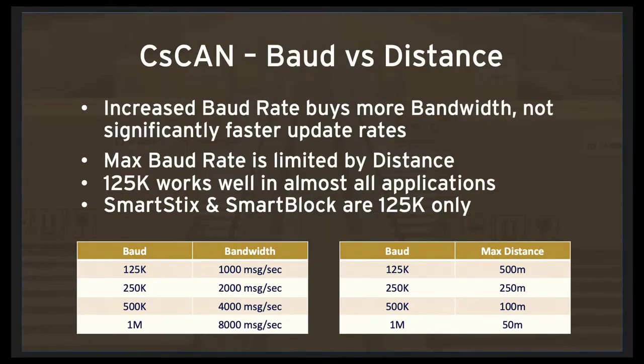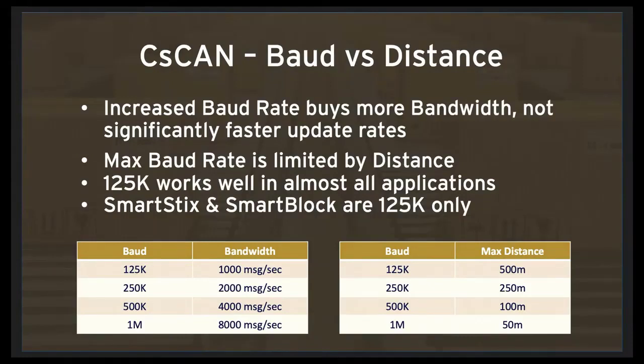However, what speeding up your baud rate does do for you is it gives you the ability to have more messages per second, or more bandwidth on your system. Now, let's face it, almost all the time, 125K is going to work perfectly fine. So almost all the time, there's really no reason to bump that up beyond the default. But if you decide to do that, the reason you would is because you're looking for more bandwidth, not because you think you're going to get a faster update rate in the controllers.